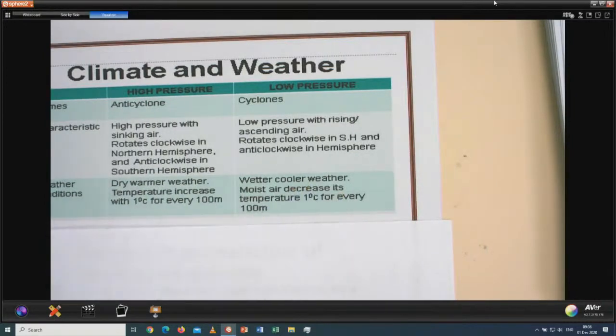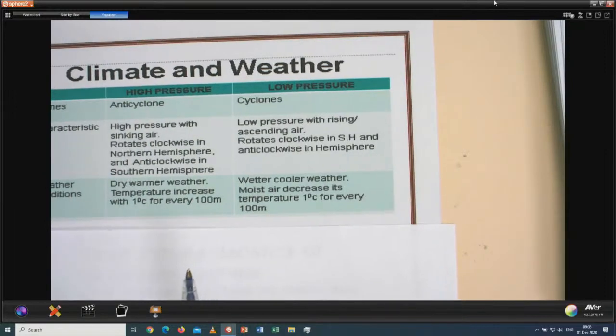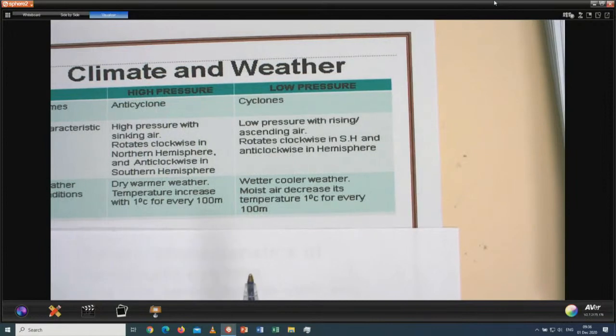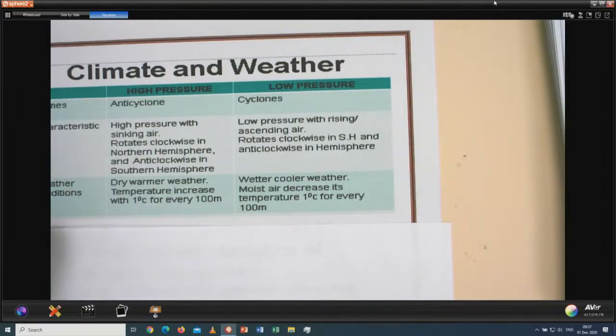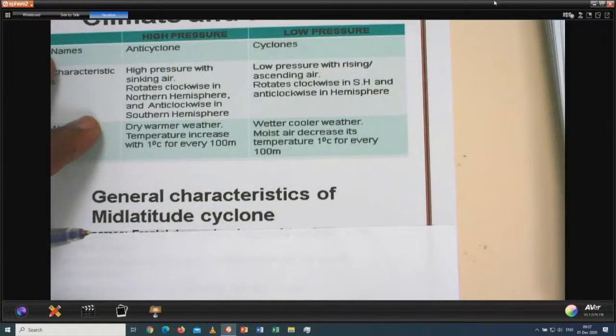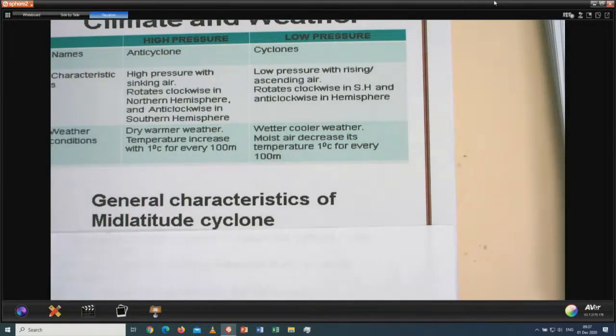Remember, the higher you go, the colder it becomes. Moist air decreases in temperature at the rate of 1 degree Celsius per 100 meters. Eventually, we are likely to have the formation of clouds. Without any waste of time, let us look at the general characteristics.